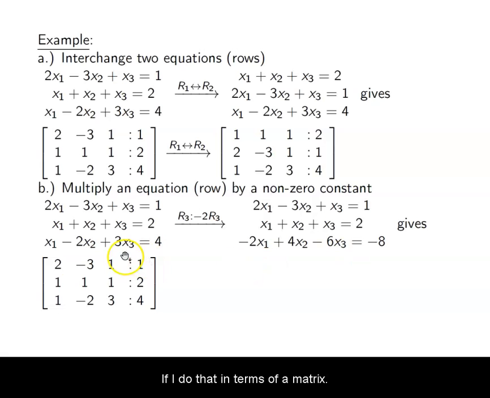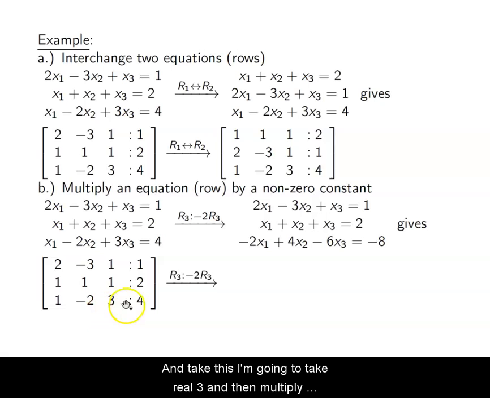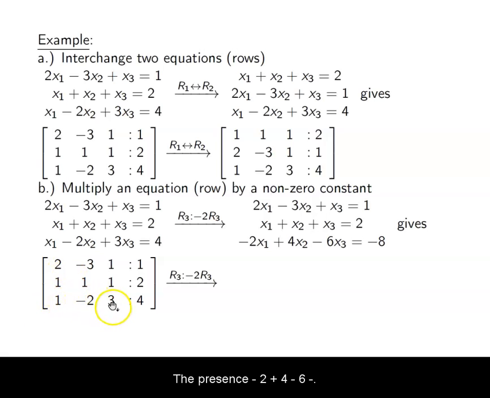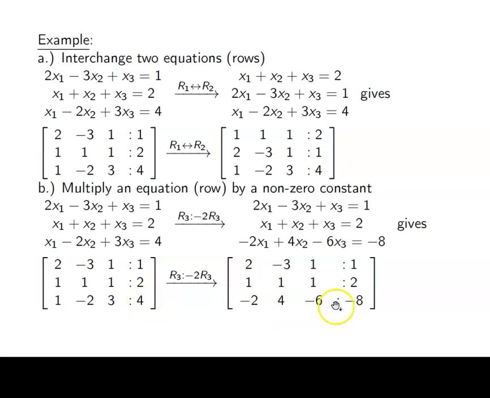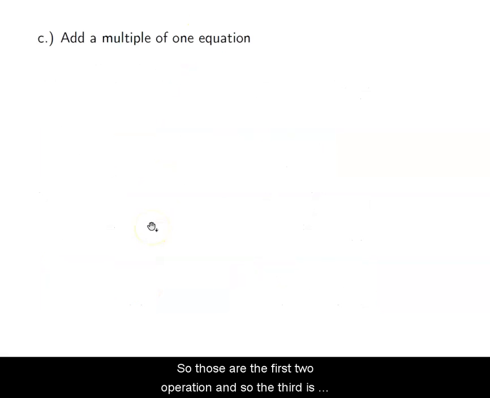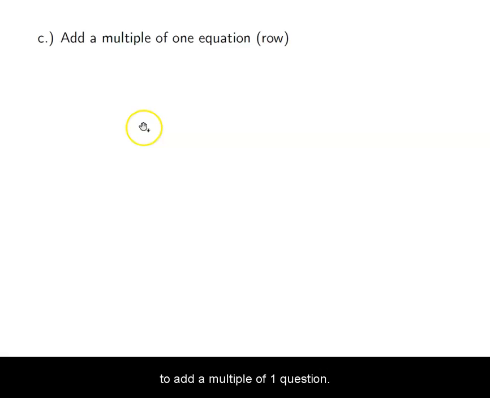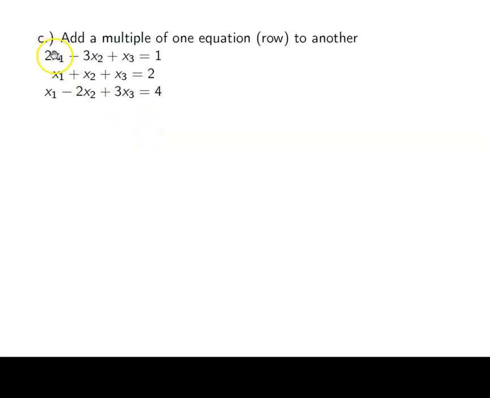So if I do that in terms of the coefficient matrix, I take row 3 and multiply everything times negative 2. So this turns into negative 2, 4, negative 6, negative 8. It's actually a little easier because I have a lot less to write than I do with the whole system of equations. Those are the first two operations, and the third is to add a multiple of one equation to another. To do that, this is how I write it.